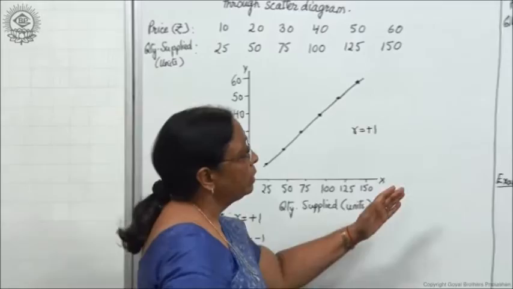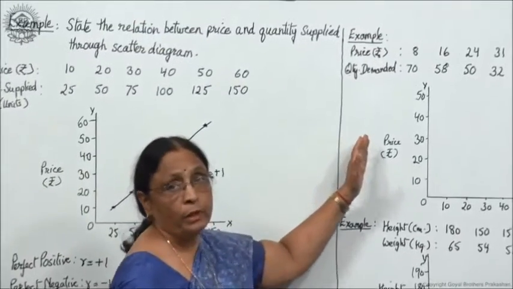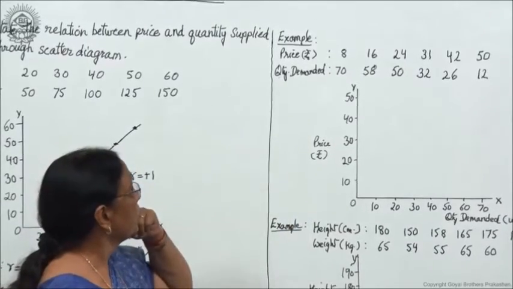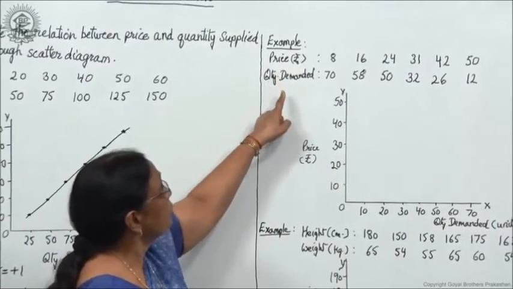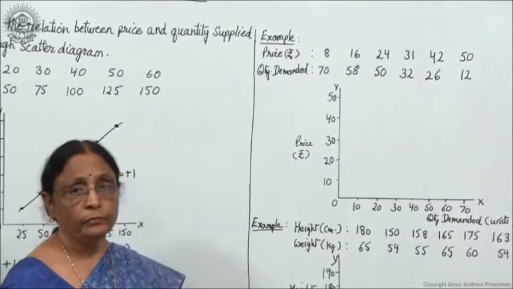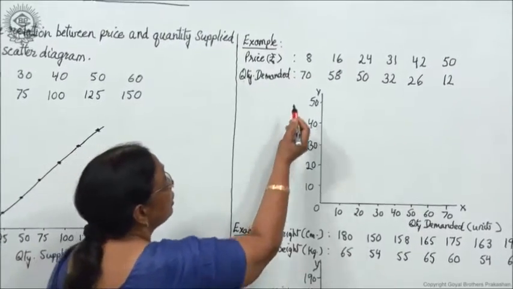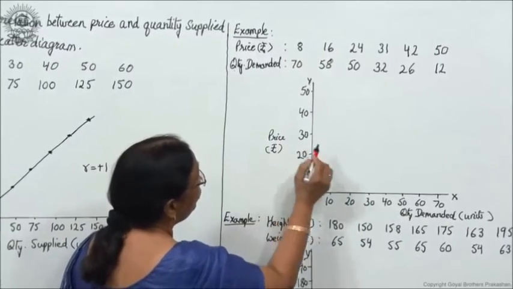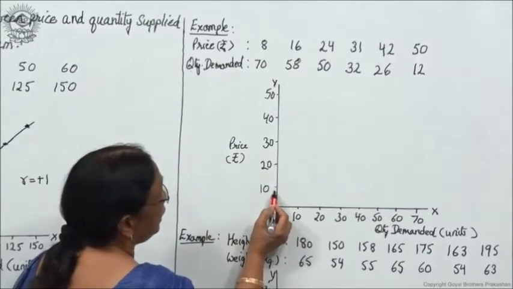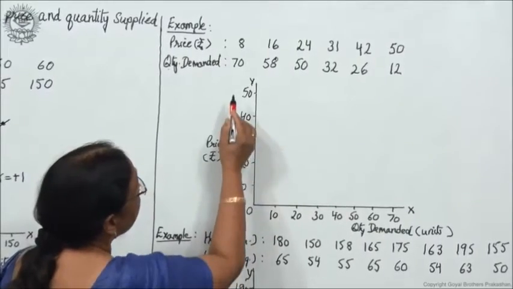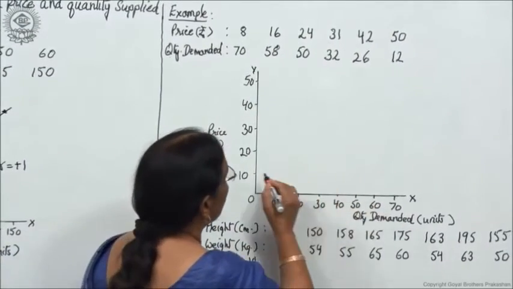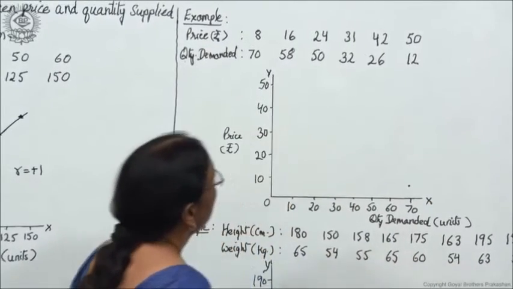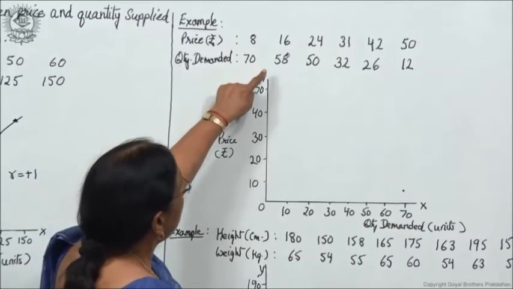Now here I have given another example, and you are supposed to plot the dots and find out the relation. This is regarding price and quantity demanded. Now here, when the price is ₹8, quantity demanded is 70. How will you plot the dots here? Price is 8 is here, quantity demanded is 70. So here first point will be here, at price 16 it is 58.